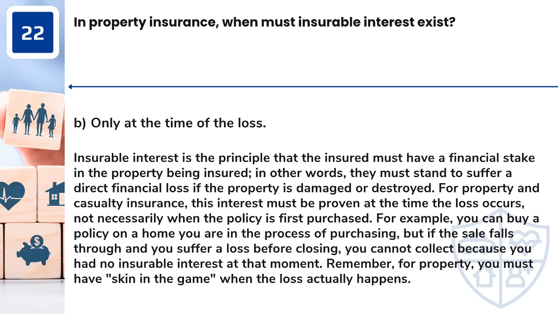Answer: B. Only at the time of the loss. Insurable interest is the principle that the insured must have a financial stake in the property being insured. In other words, they must stand to suffer a direct financial loss if the property is damaged or destroyed. For property and casualty insurance, this interest must be proven at the time the loss occurs, not necessarily when the policy is first purchased. For example, you can buy a policy on a home you are in the process of purchasing, but if the sale falls through and you suffer a loss before closing, you cannot collect because you had no insurable interest at that moment. Remember, for property, you must have skin in the game when the loss actually happens.